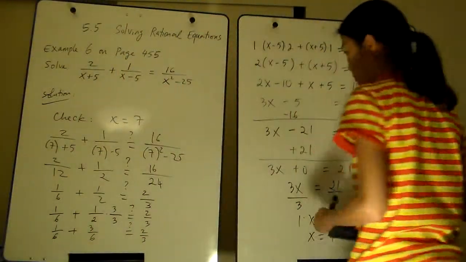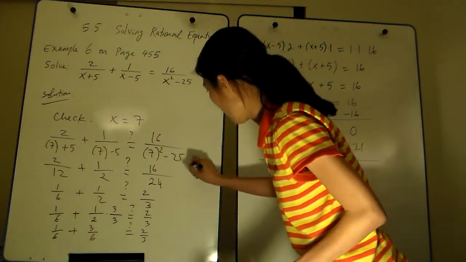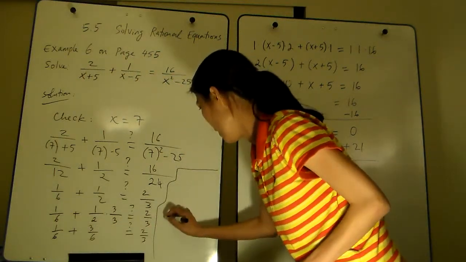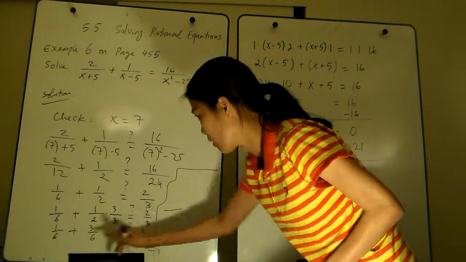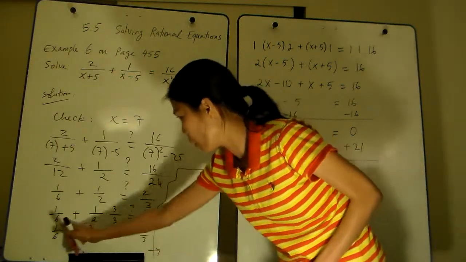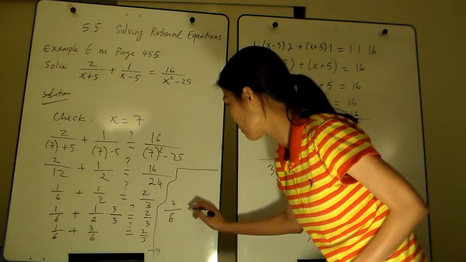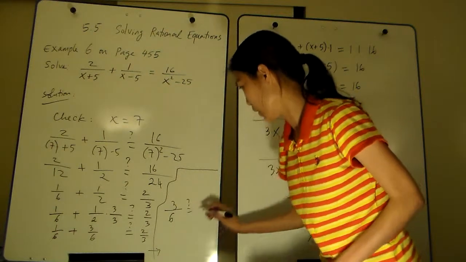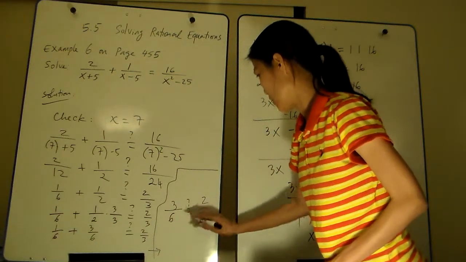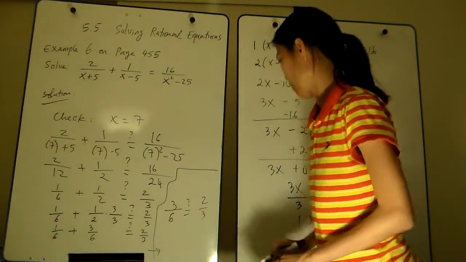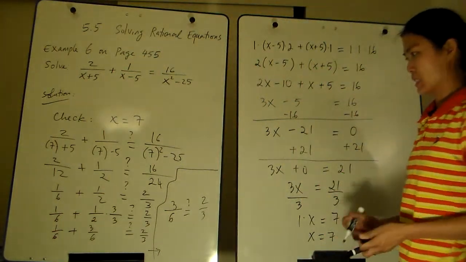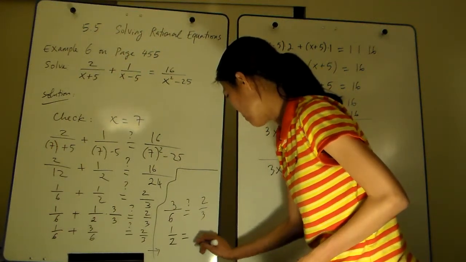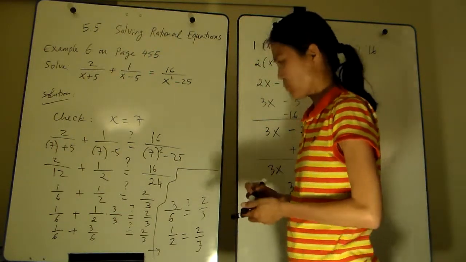Alright, I ran out of space, so I'm going to write what I got here. Combining these two fractions, I have 1 plus 3 over 6, equal to, the right hand side is 2 over 3. Alright, the question is, is it true? 4 over 6 is, hmm, equal to 2 over 3rd. So the question is, is it true?